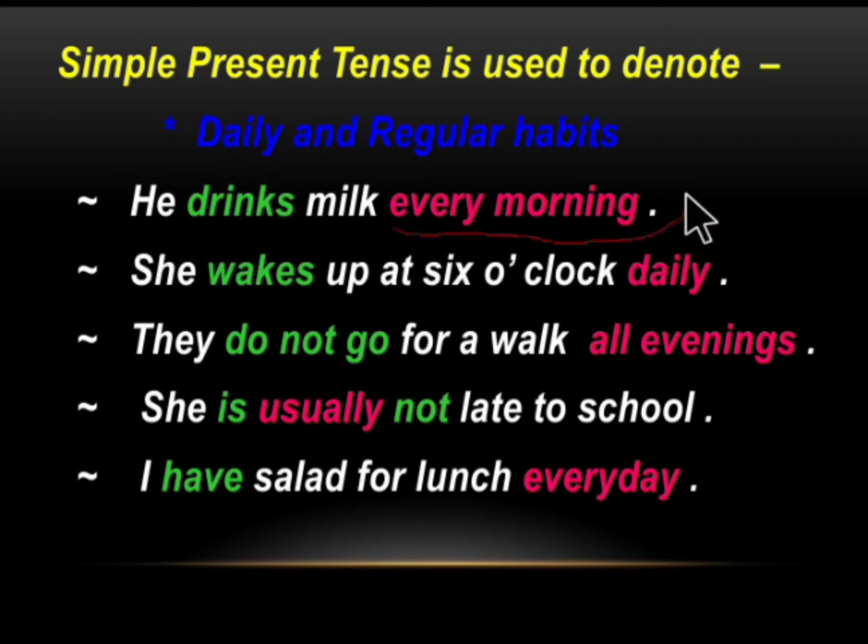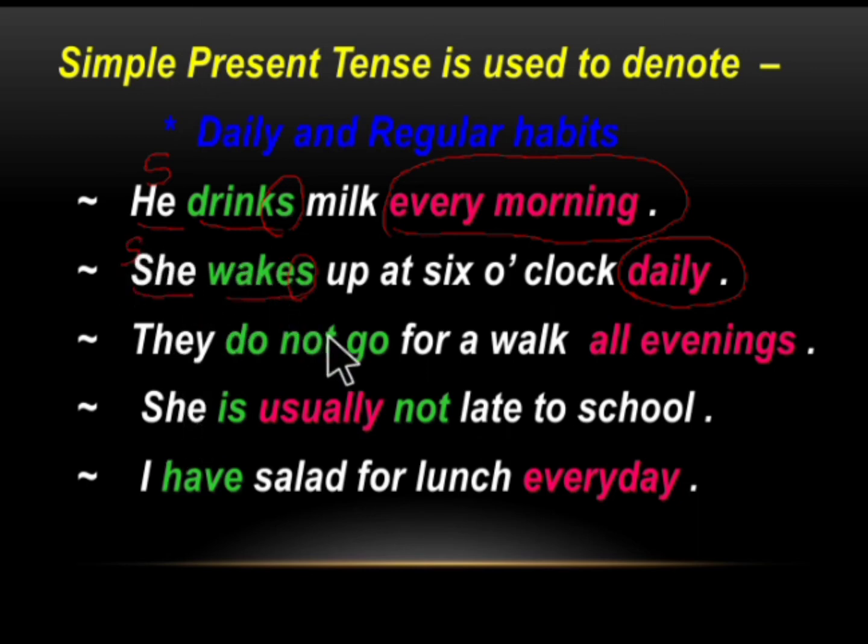This every morning denotes the regular activity, and drinks is the verb, and he is singular, and so we follow the rule. We add s to the verb. She wakes up at 6 o'clock daily. Here daily refers to the regular activity. She is the noun and it is singular, so wakes is the verb and we add s to it since the noun is singular.